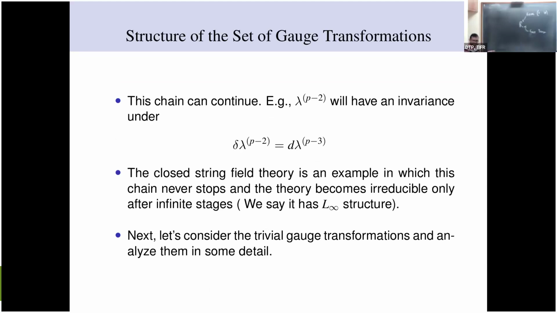So if you wanted to count, you would count the number of P minus 1 forms, minus the number of P minus 2 forms, plus the number of P minus 3 forms. Yes, exactly. In fact, closed string theory is an example in which this chain never stops, and the theory becomes irreducible only at infinite stage. So we say that it has this L infinity structure. But we will come to this later.